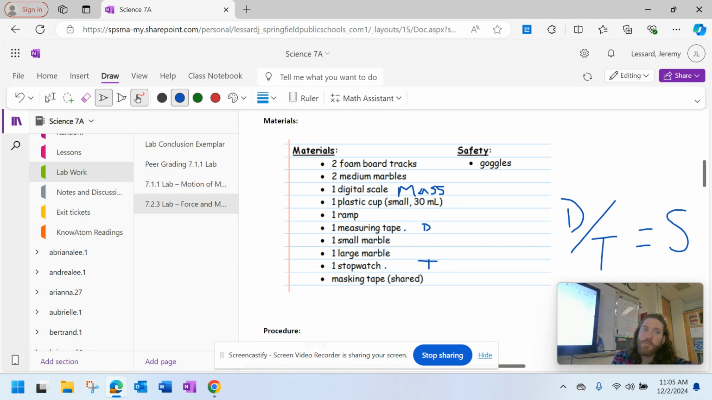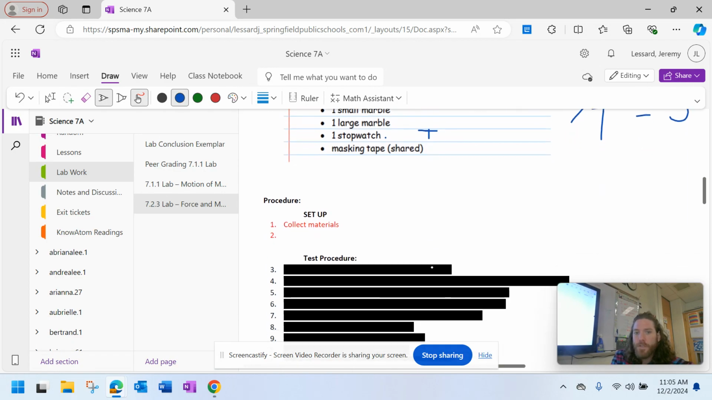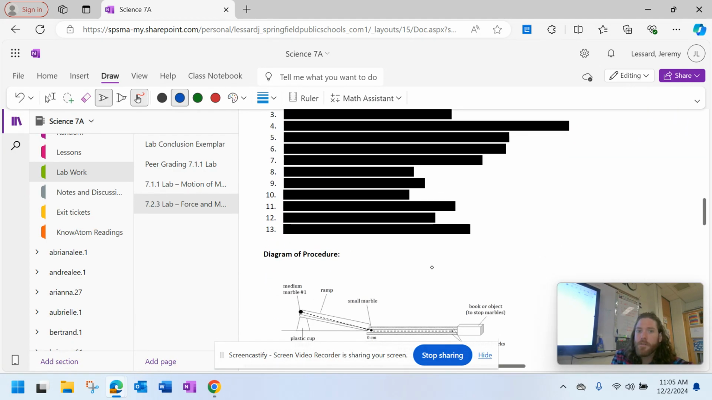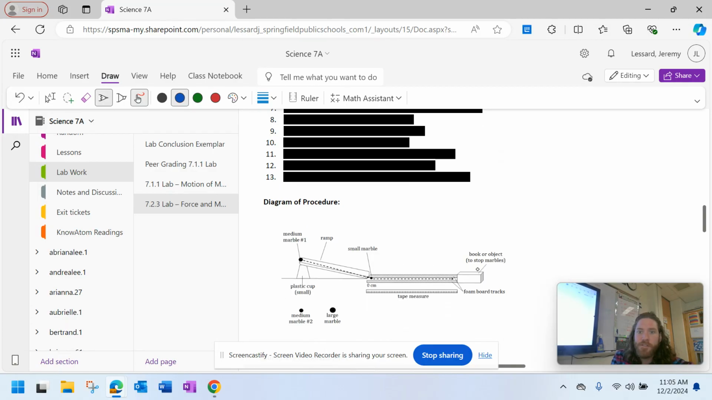So, as a way to measure the speed of an object, you are going to have to measure the distance and measure the time. Okay? So I want you guys now to look at this diagram of the procedure and think about what you're going to be doing next. All right? We'll be back with the next video in a second.